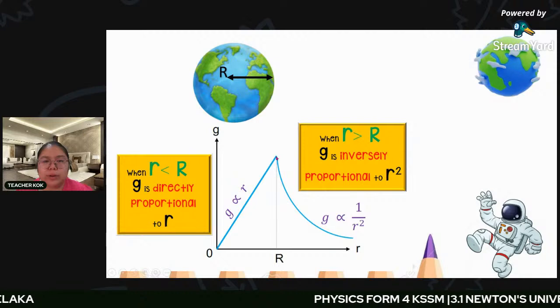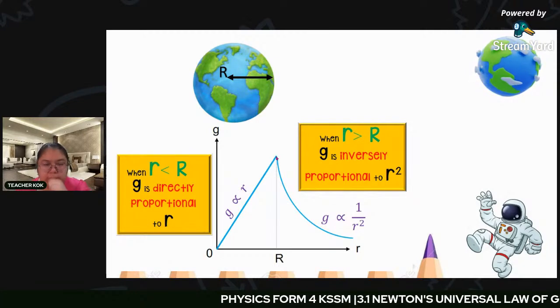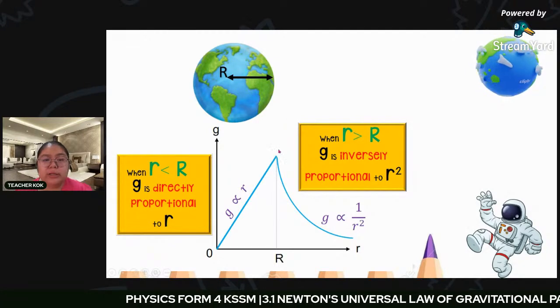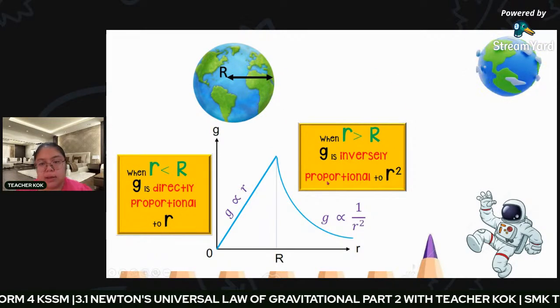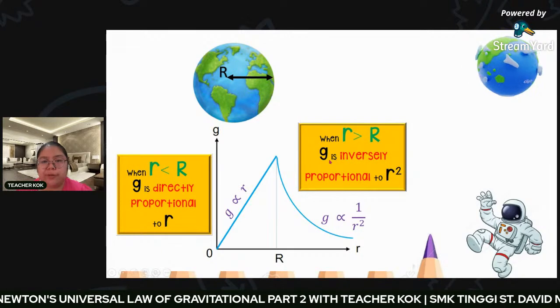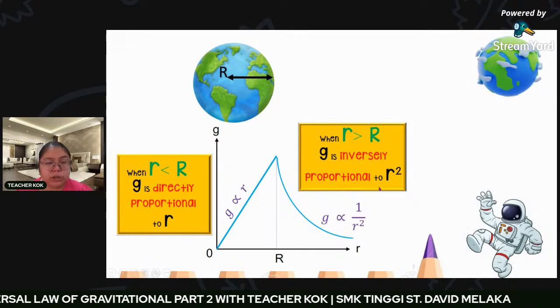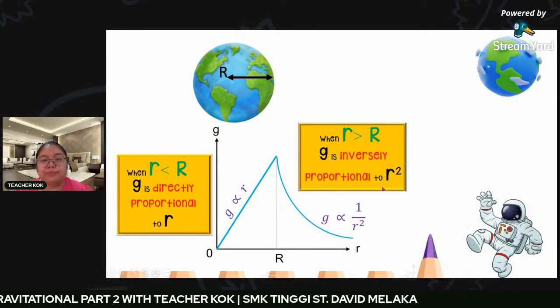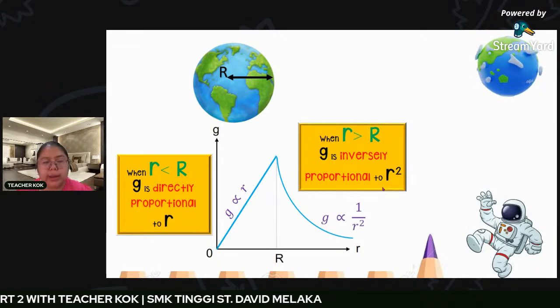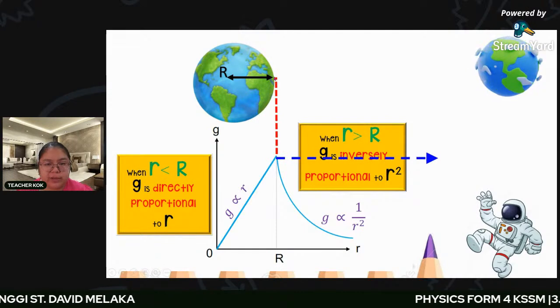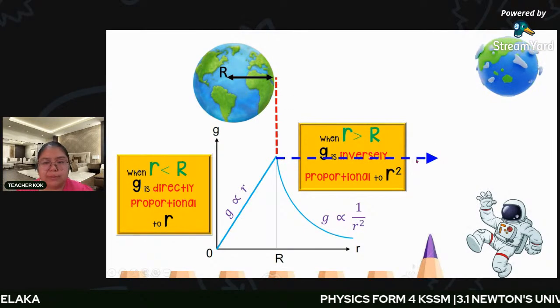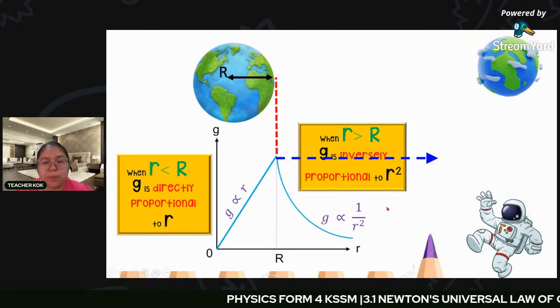Until it goes just over R, that means already outside the radius. Outside the radius, you find that g is inversely proportional to R squared. The formula has a square. So this point is exactly the radius at the surface. When you go just over, it becomes inversely proportional.